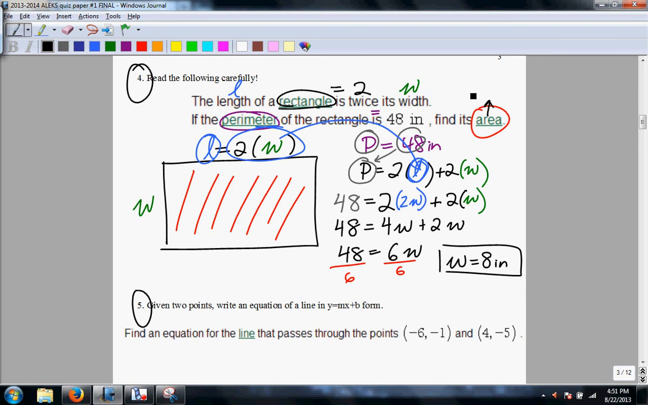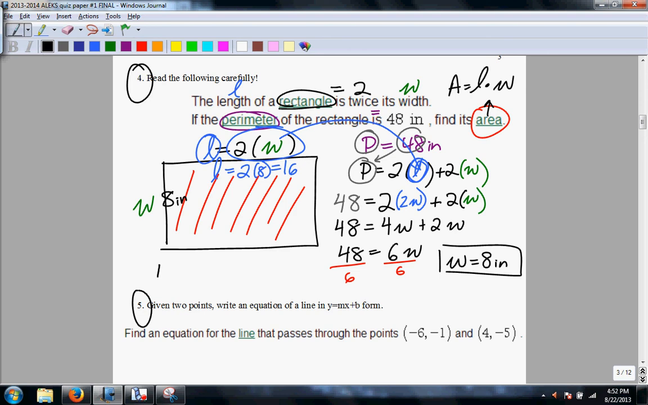Let's write the equation for area. Area equals length times width. So we just got the width, which is 8 inches. Problem is we don't have the length yet. But the length is 2 times the width. So 2 times 8 is 16.